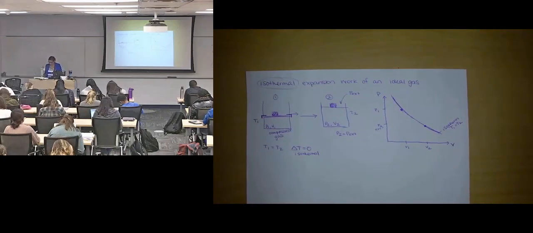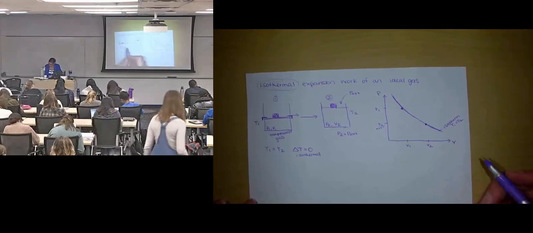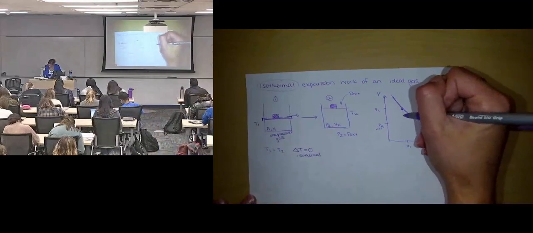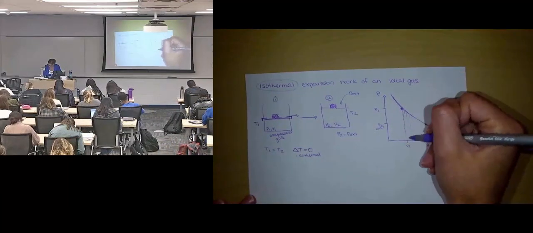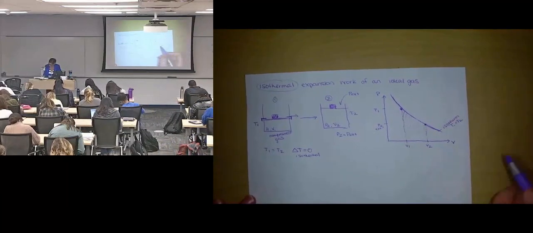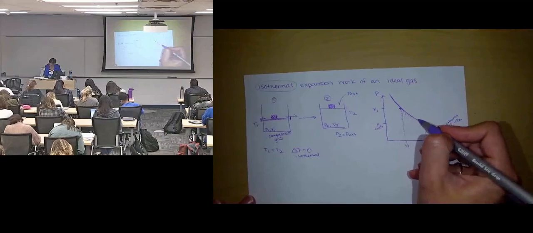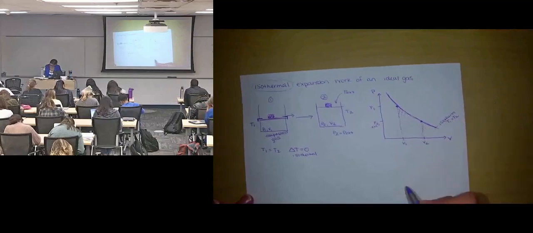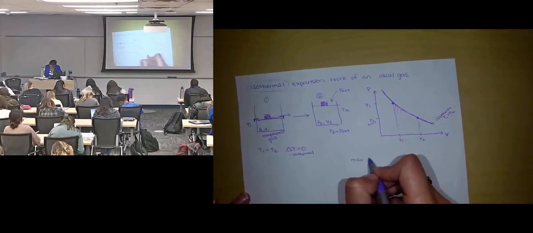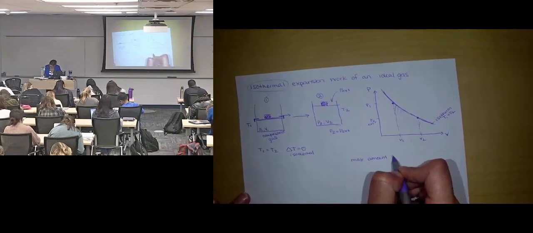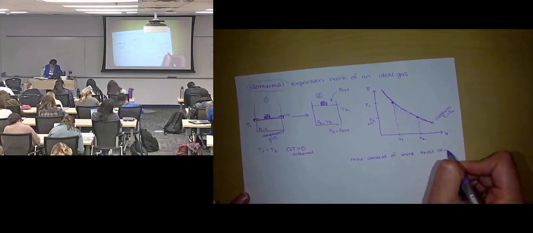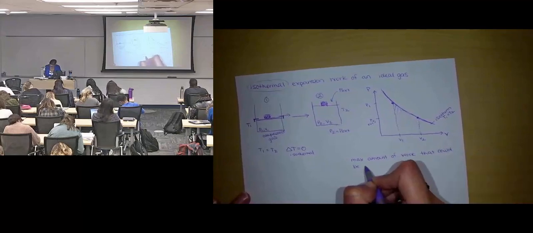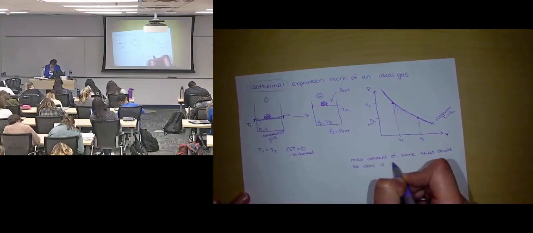So the absolute maximum amount of work that could be done here by the system is given by the total area under this curve. Okay? This whole area here, from under the isotherm down to the axis, represents the max amount of work that could be done. This is given by the area under the curve.